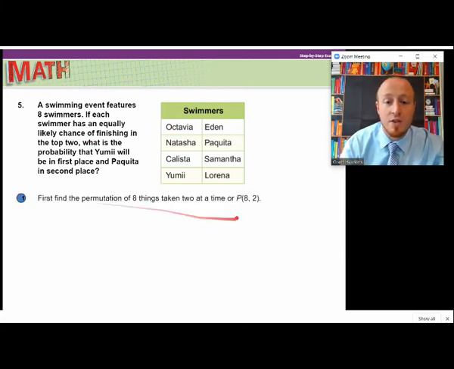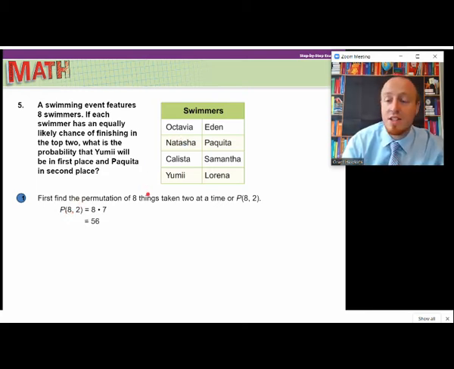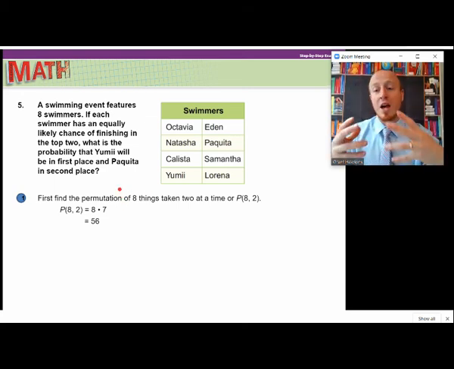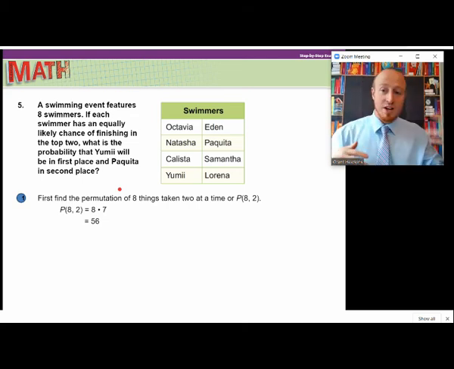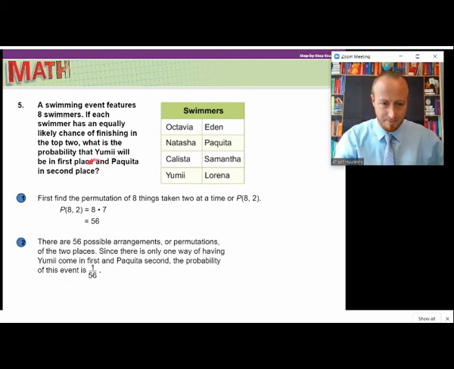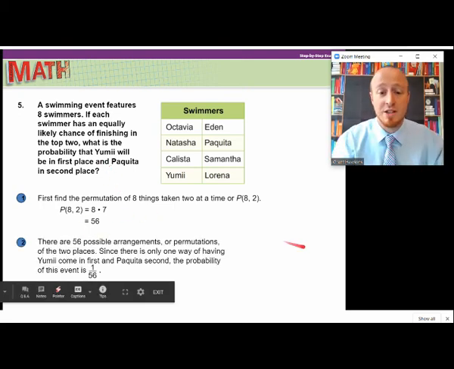Okay, so 8 things, choosing 2. If you're choosing 2, that means the first option has 8, the second one has 7, so that's 56. That's where they get the permutation. So this is just like the other examples. However many you have, that's how many options you have for the first choice. Subtract 1, that's how many options you have for the second choice. Subtract 1, that's how many options you have for the third, and so on. So there are 56 possible arrangements.